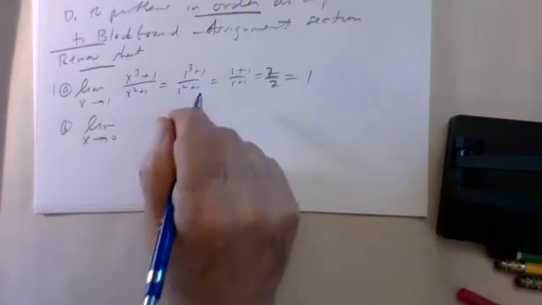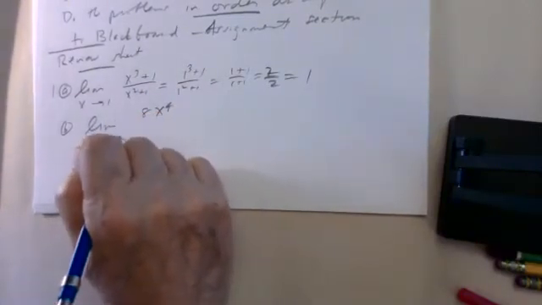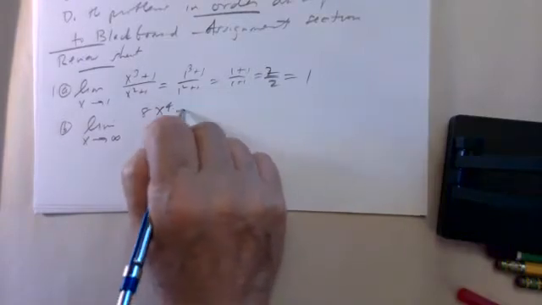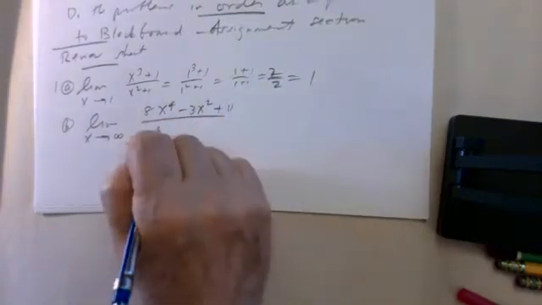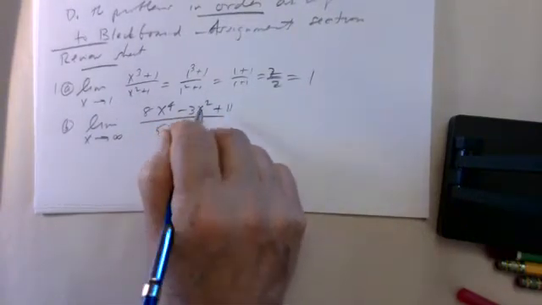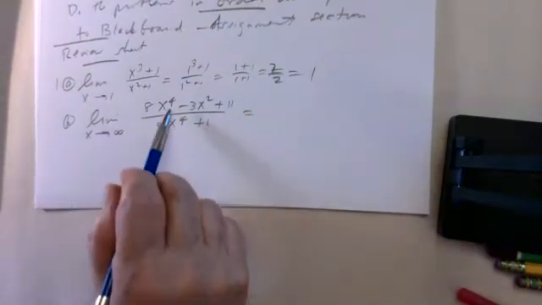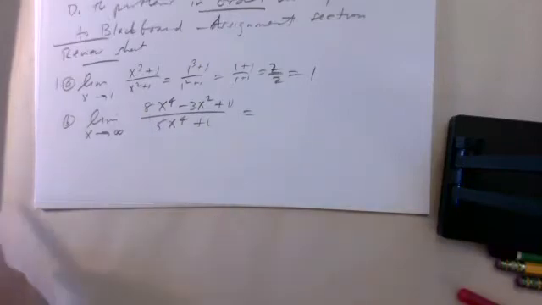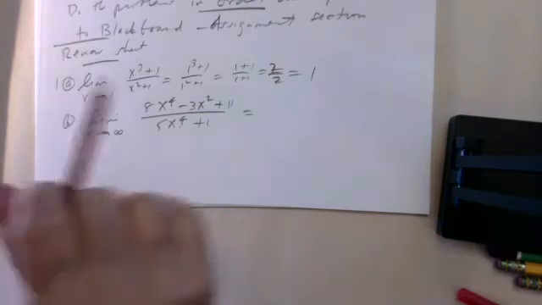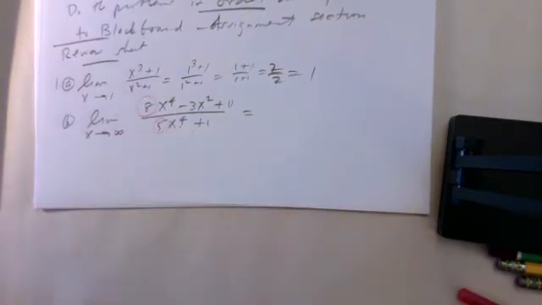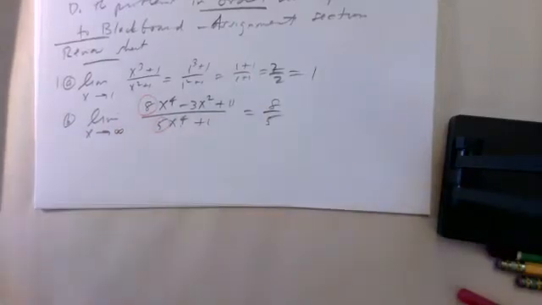Limit as x goes to infinity of 8x to the 4th minus 3x squared plus 11 over 5x to the 4th plus 1. The theorem about the limit of a rational function as x goes to infinity says that if the numerator and the denominator have the same degree, the limit is just the ratio of the leading coefficients of the numerator and denominator. So it's 8/5.